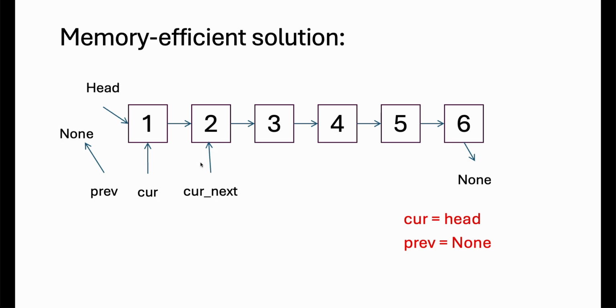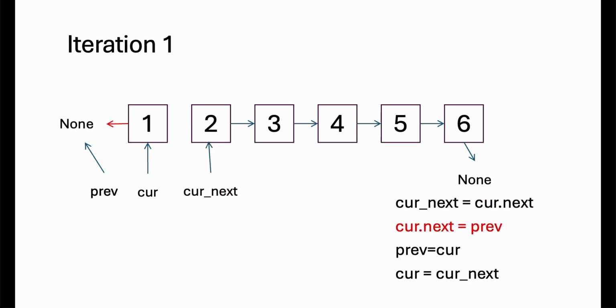So what we do is that for each node pointed by the current pointer, we can compute the next position of the current pointer in the original linked list. Initially the prev pointer is pointing towards none, and the current pointer is starting with the head pointer, and the current next pointer is pointing towards the next node from the current pointer. And in the first iteration, we need to set the next pointer of the current pointer to its previous node.